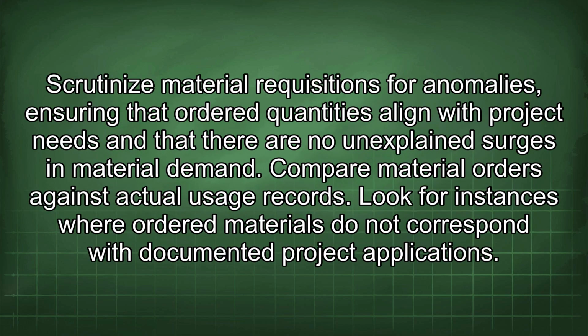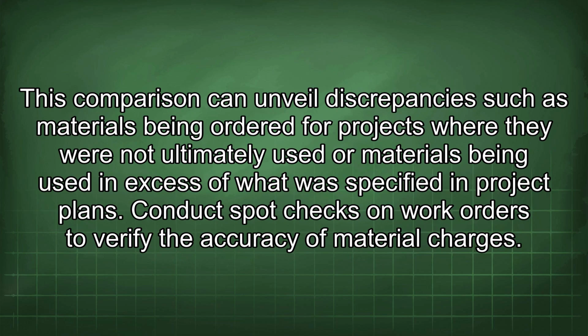Scrutinize material requisitions for anomalies, ensuring that ordered quantities align with project needs and that there are no unexplained surges in material demand. Compare material orders against actual usage records. Look for instances where ordered materials do not correspond with documented project applications. This comparison can unveil discrepancies such as materials being ordered for projects where they were not ultimately used or materials being used in excess of what was specified in project plans.